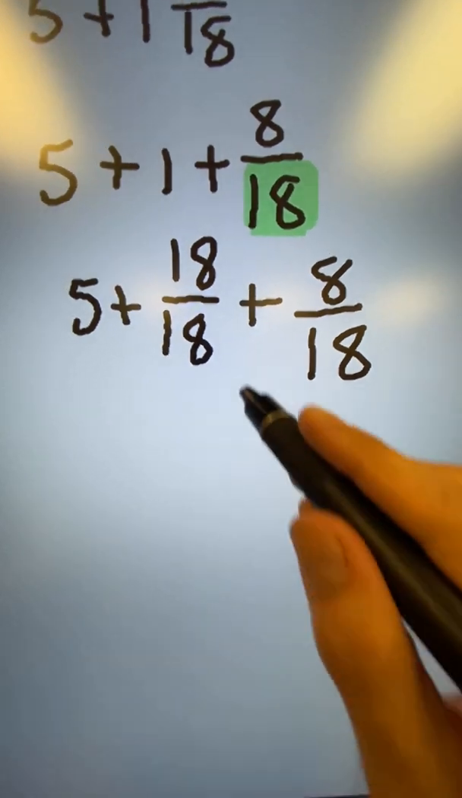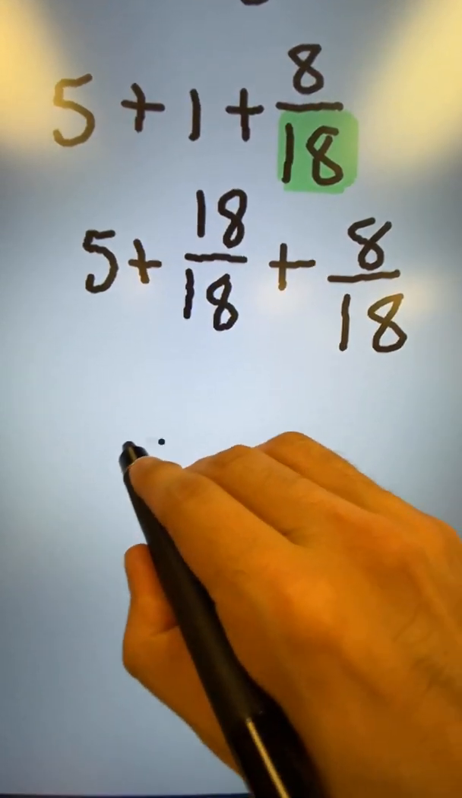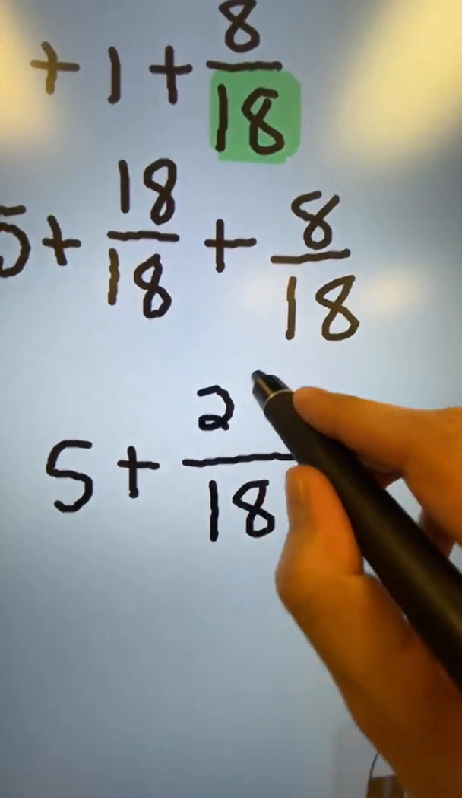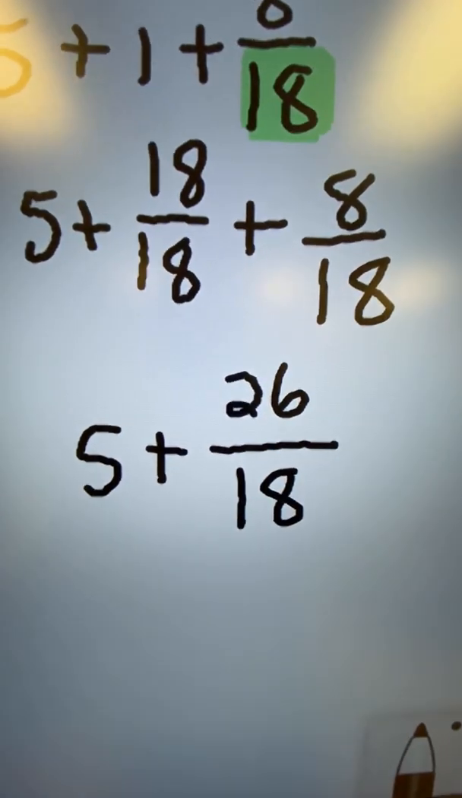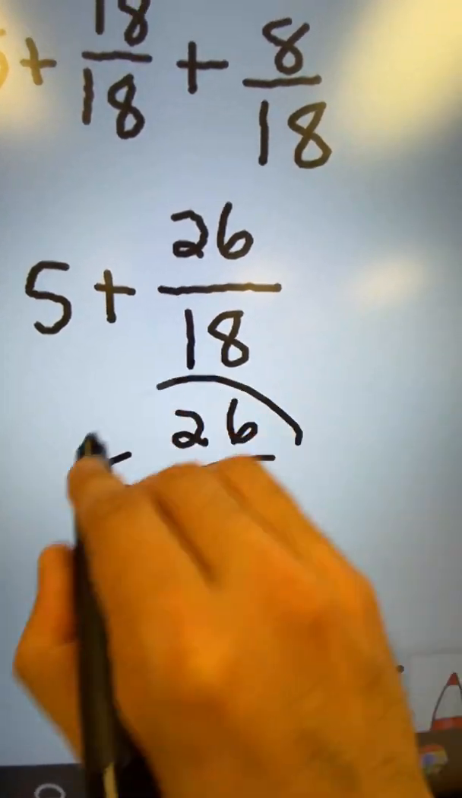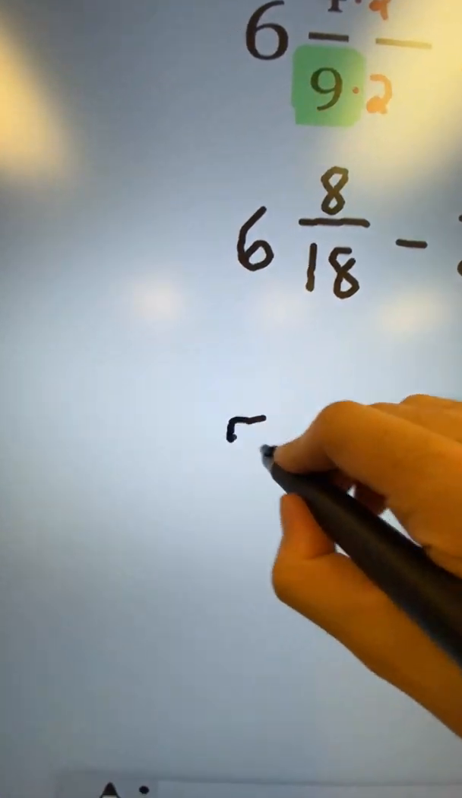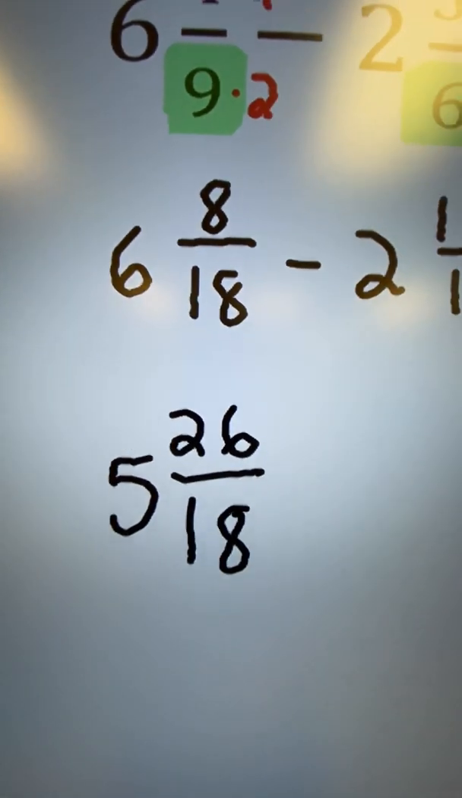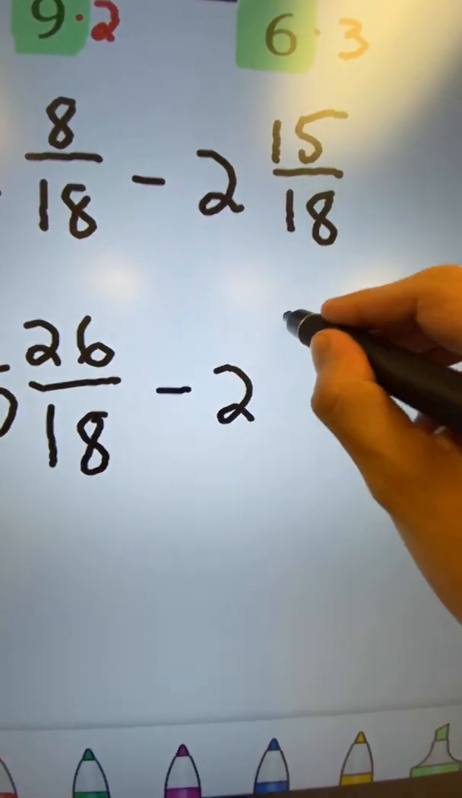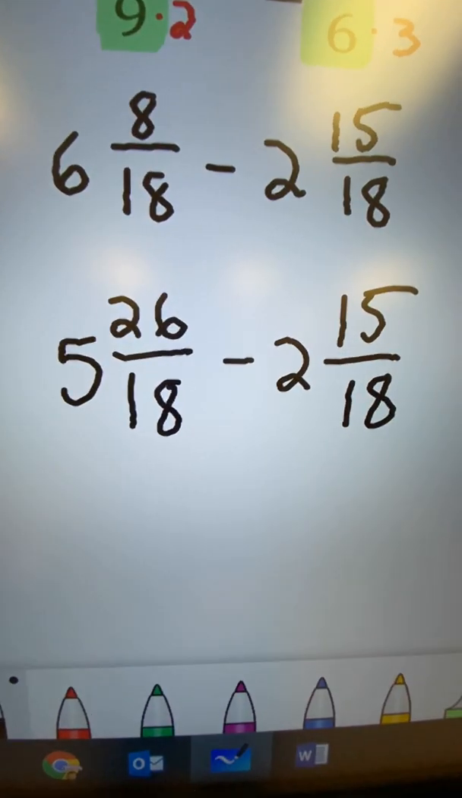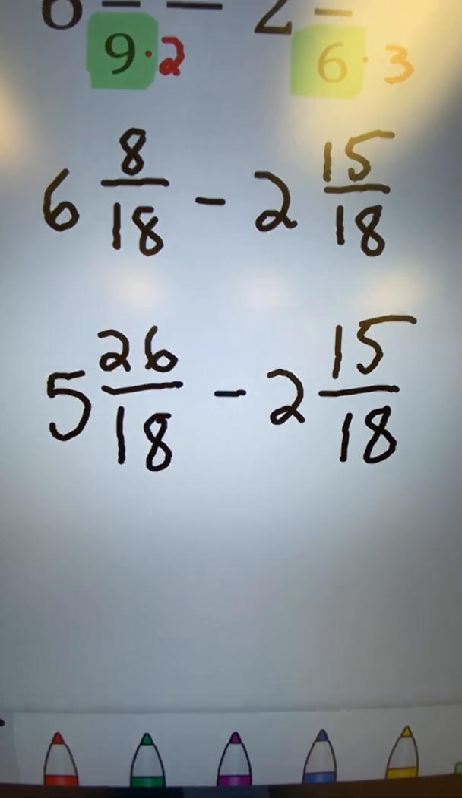And now I can combine these two fractions together, and I'll get 5 plus 18 plus 8 is 26. And then 5 plus 26/18 is 5 and 26/18. So I can use this to replace this fraction here. So 5 and 26/18 is the same thing as 6 and 8/18. And then I bring down my 2 and 15/18. And you can see now we actually have enough to subtract these fractions so that my numerator will remain positive.